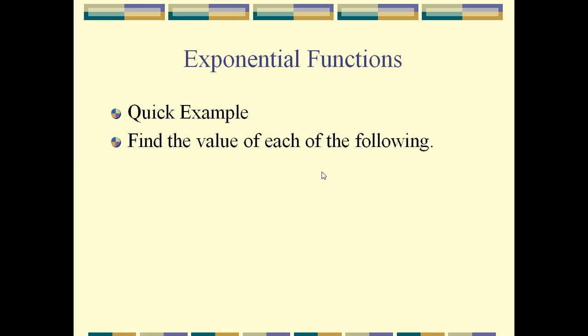Now let's show you some examples. Find the values of each of the following. 49 to the power 1 over 2 is just equal to the square root of 49, and this is 7.